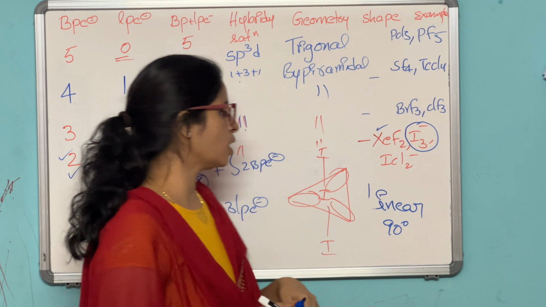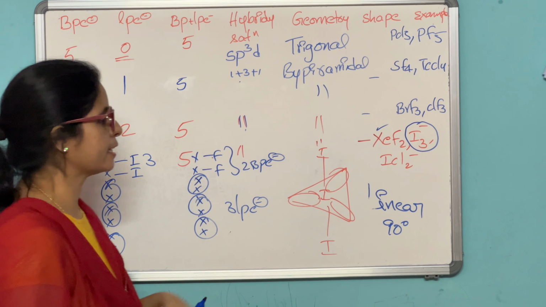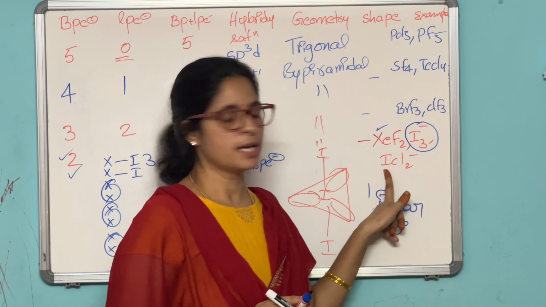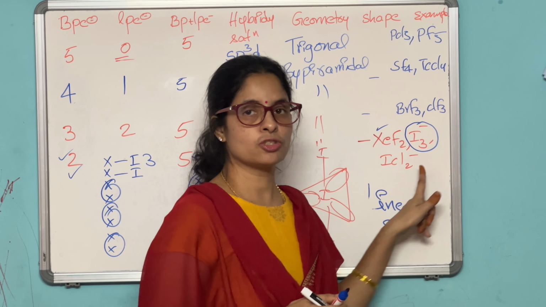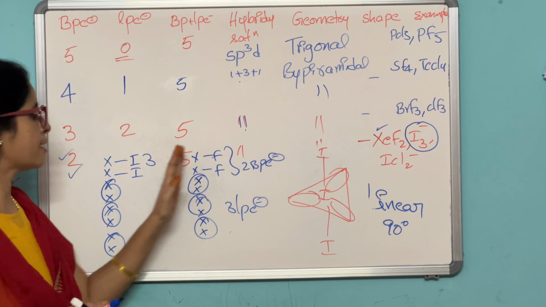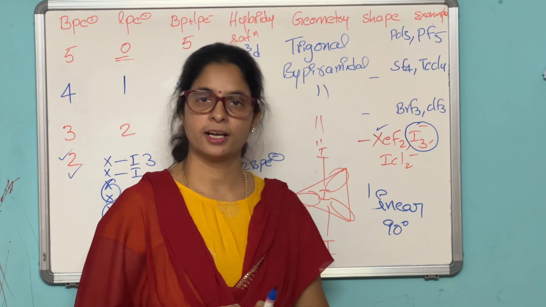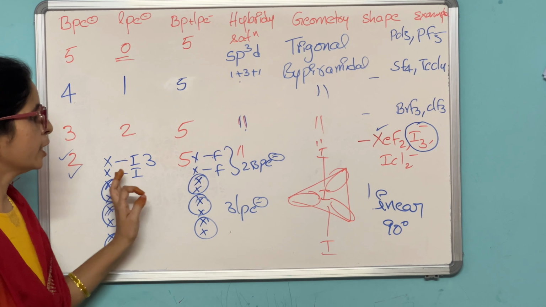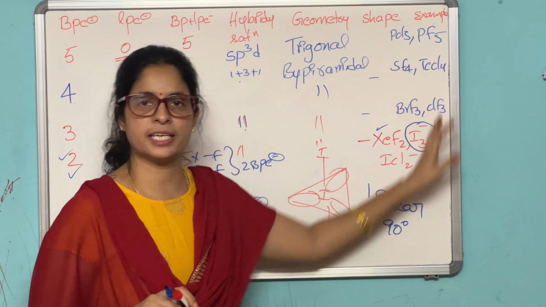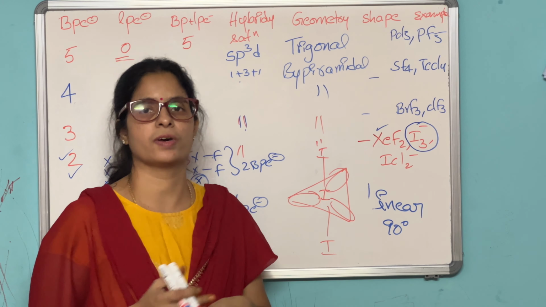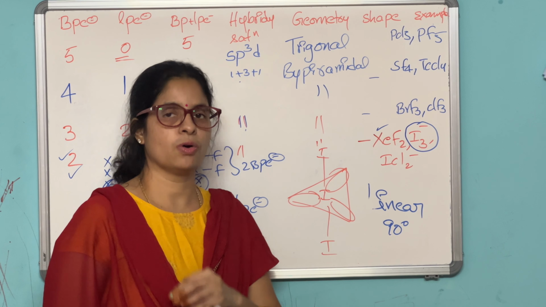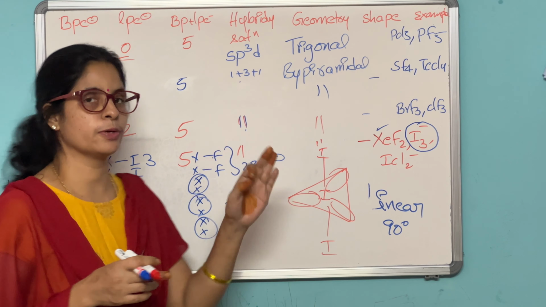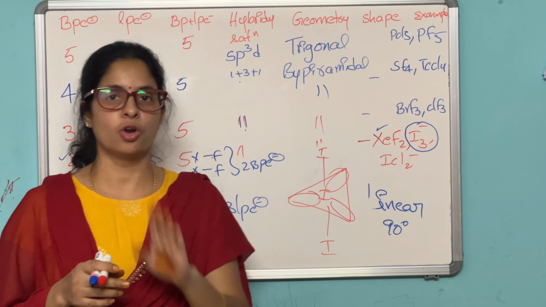For ICl2 minus you can also calculate. Iodine is the central atom, and these are also interhalogen compounds. 7 plus 1 is 8, so 2 bond pairs, 3 lone pairs, 5, sp3d hybridization. Clear? Take any one of these examples and try to solve it on your own. There is no need to memorize anything. Just imagine these structures and remember one point: where to keep the lone pairs.